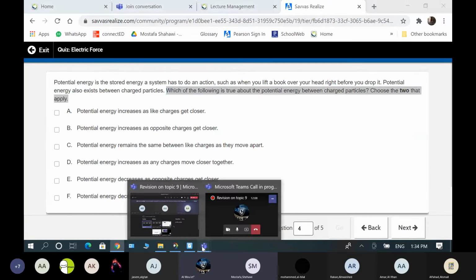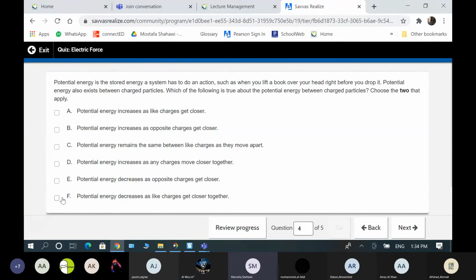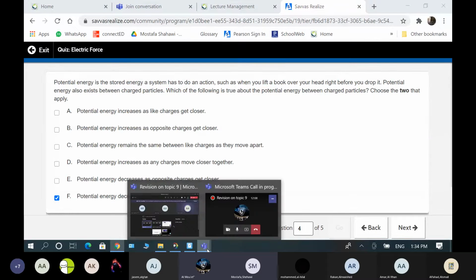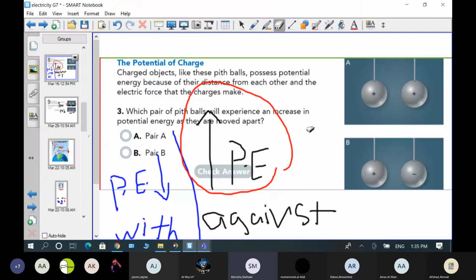F. So you choose F. Read it. Potential energy decreases as like charges get closer together. Let's see. Like charges like this one, when they get closer, what happens to the potential energy? Increase or decrease? Decrease.